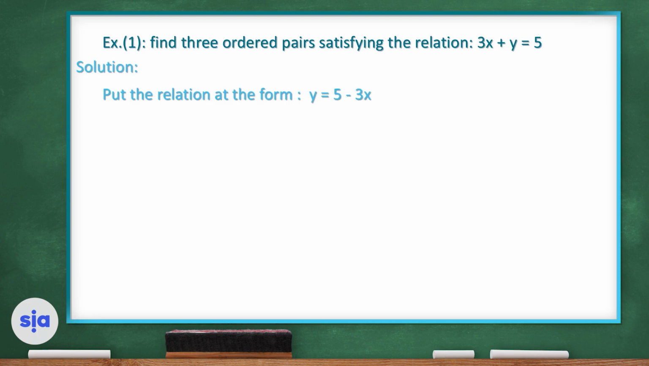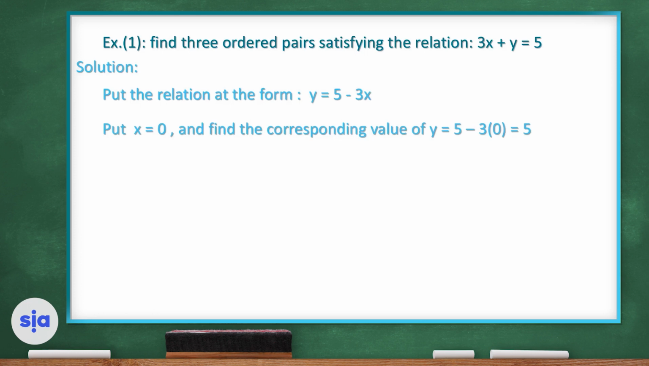After that, we can replace x by any 3 values we want. So we can replace x by 0, by 1, and by 2. So if you put x equals 0, we can easily go and find y. y equals 5 minus 3 times 0, so y equals 5. Then the ordered pair in this case is 0 and 5.